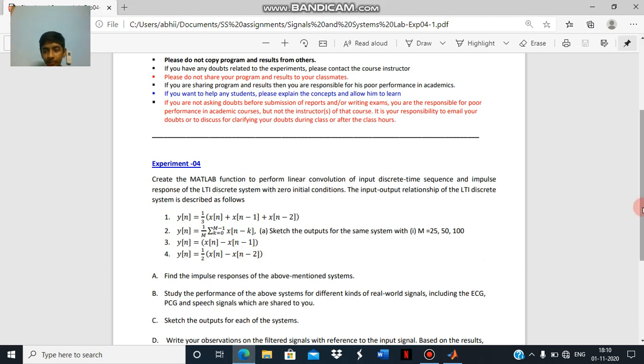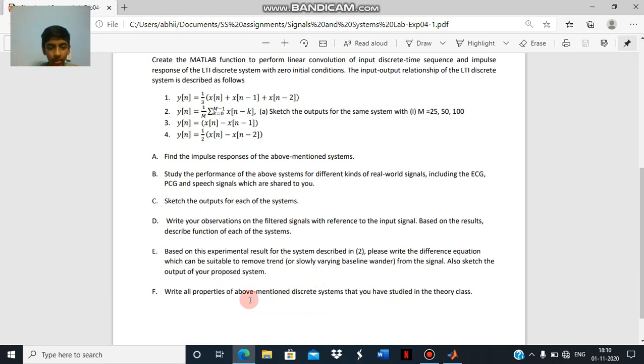Now, when we come to the properties, causality means the function depends on the previous input and output values of the signal. The first system depends on the previous input value, so system 1 is causal, and the second system also depends on the previous input value, so it is also causal, and the third system also depends on input. So all the systems are causal.